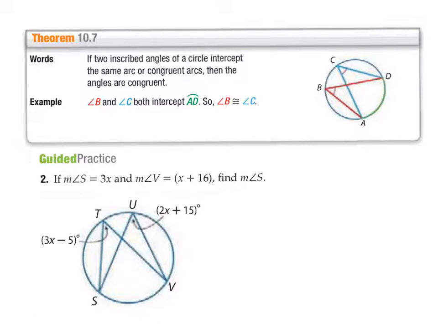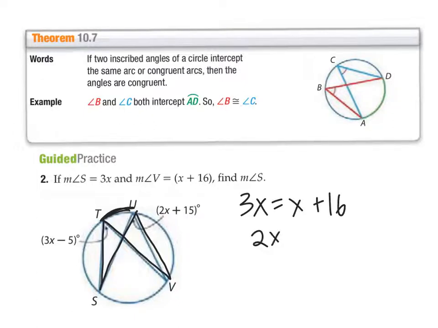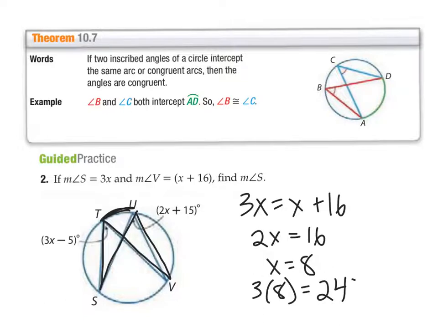Alright, in this problem, they're telling us that the measure of angle S is 3x, and the measure of angle V is x plus 16. Notice those angles have the same intercepted arc, therefore they are equivalent. 3x is equal to x plus 16, so 2x is equal to 16, so x is equal to 8. Then to solve for the measure of angle S, we say that it's 3 times 8, which is 24. So the measure of angle S is 24 degrees.